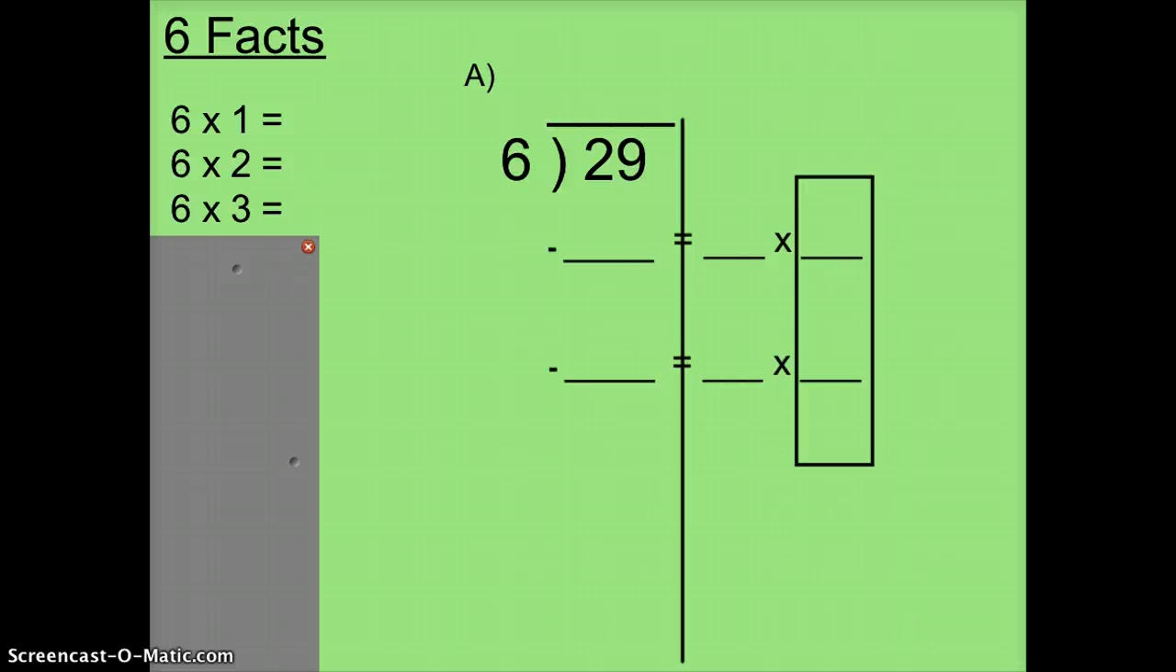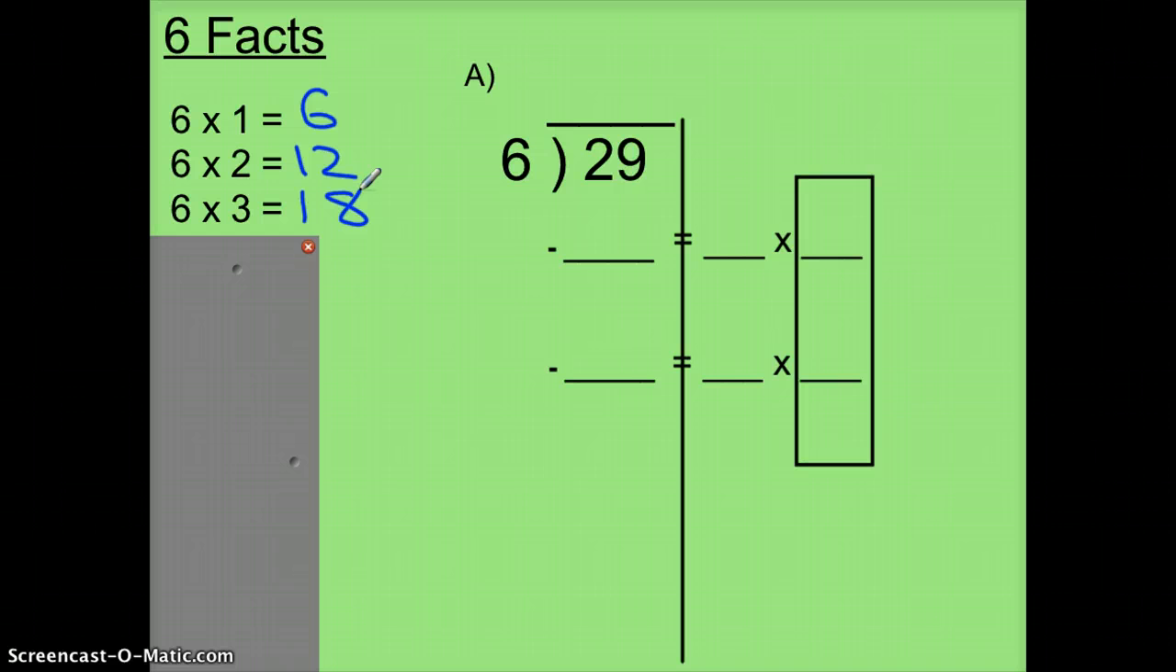Now let's say that I only know a few of my 6 facts. The only things I know are 6 times 1 through 6 times 3. I can still solve this problem with just those 3 facts. So first is 6 times 1 is 6. 6 times 2 is 12. And 6 times 3 is 18.